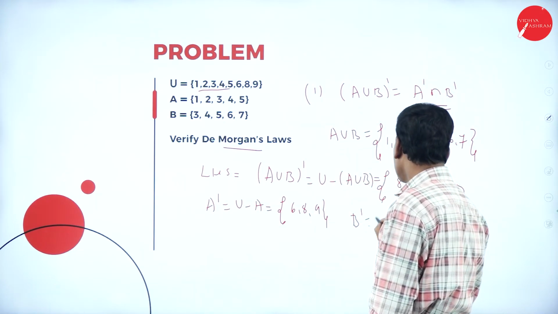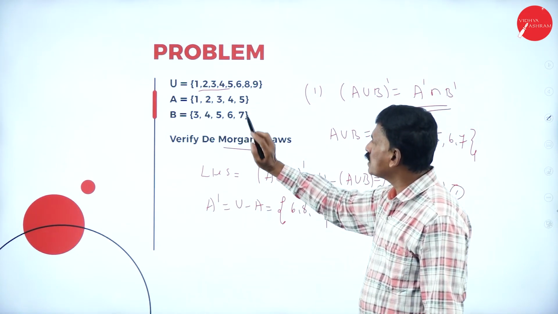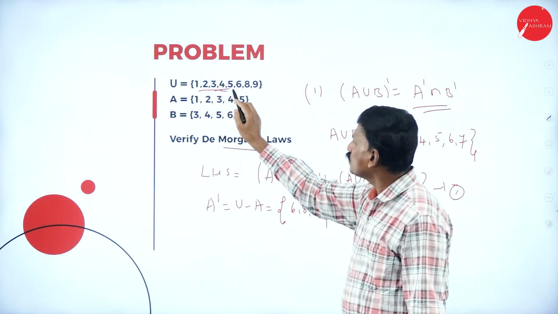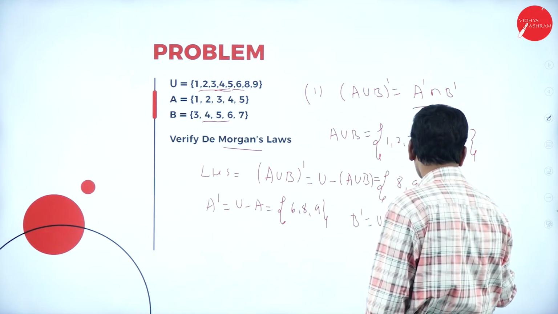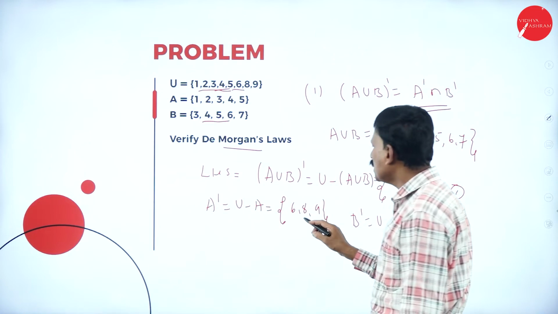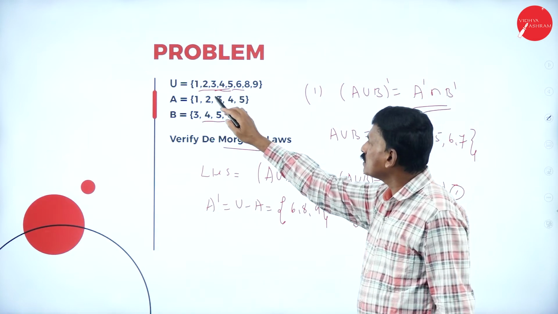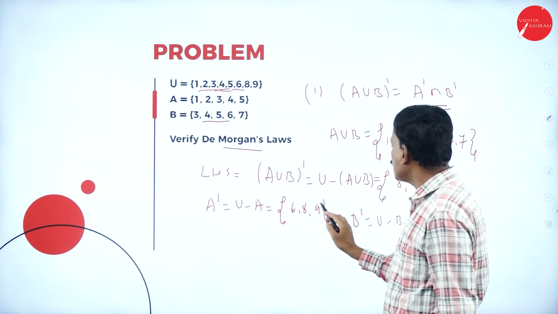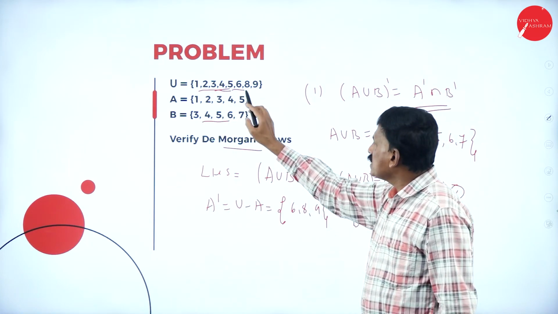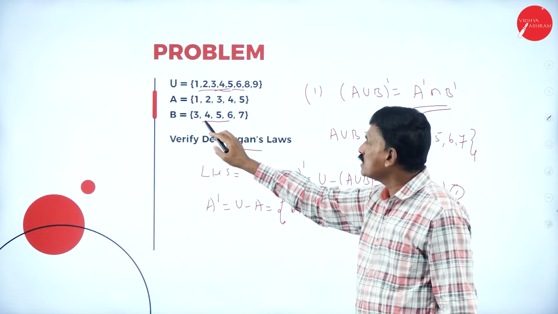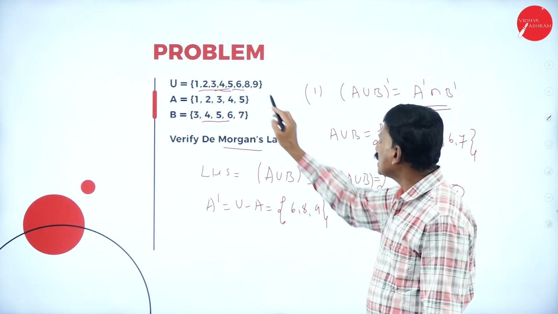Similarly, find out B dash. B dash is nothing but U minus B, which means all the elements which are in U but not in B. In B we have 3, 4, 5, 6, 7. So 8 and 9 are not there. So A dash is U minus A: all the elements in U other than 1, 2, 3, 4, 5, that is 6, 8 and 9. Similarly, B dash is U minus B: you can leave 3, 4, 5, 6 and 7. Remaining are 8 and 9.